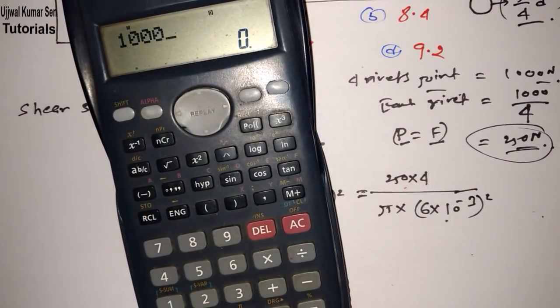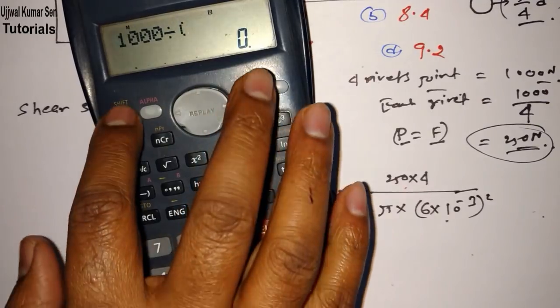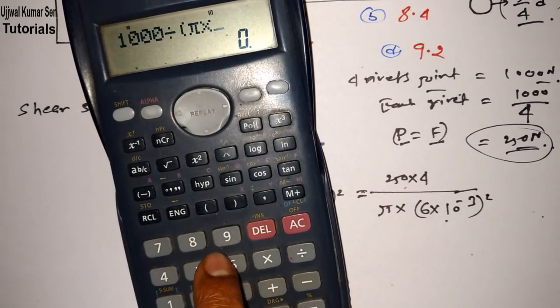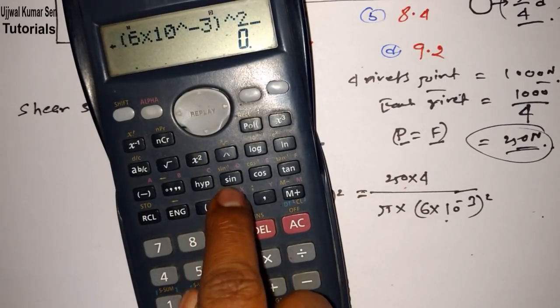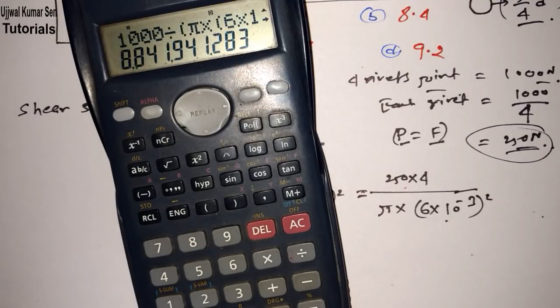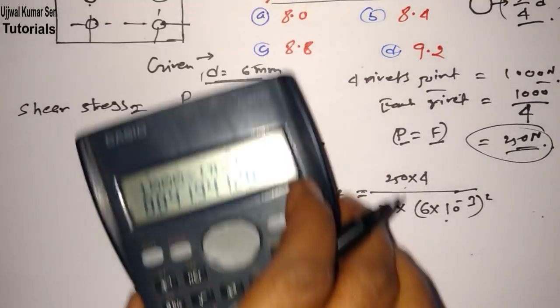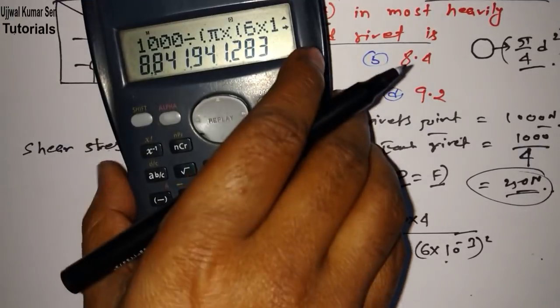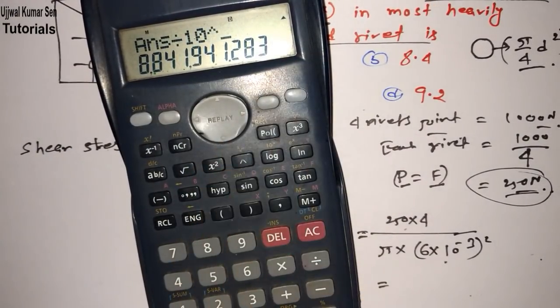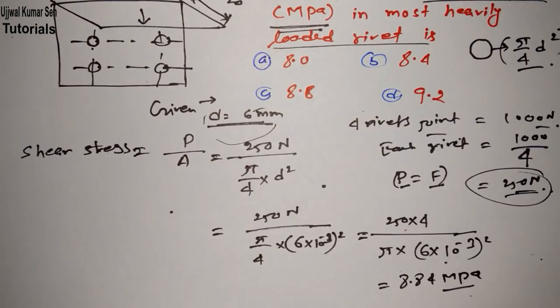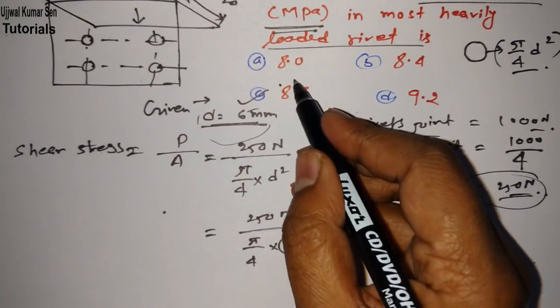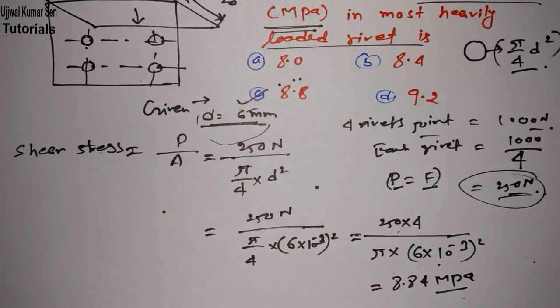So what we got is 1000 divided by pi multiplied by 6 multiplied by 10 to the power minus 3, whole square. Now how much are we getting? Basically 8. What answer do we have to get in megapascal? So divide this answer by 10 to the power 6. So what exactly are we getting? 8.84 megapascal. Mega means 10 to the power 6. Now compare this answer with the options given, that is option C. Option C is the right answer for this question.